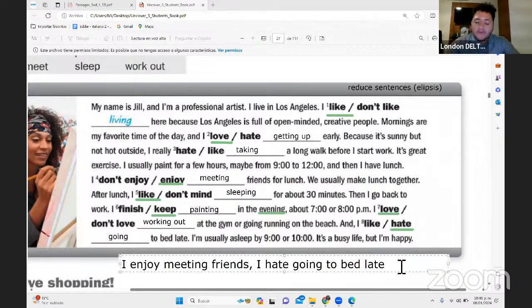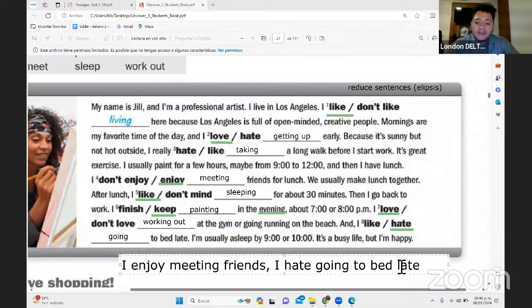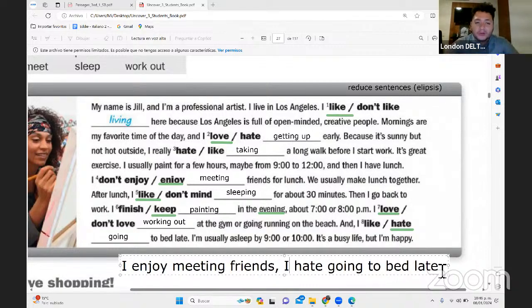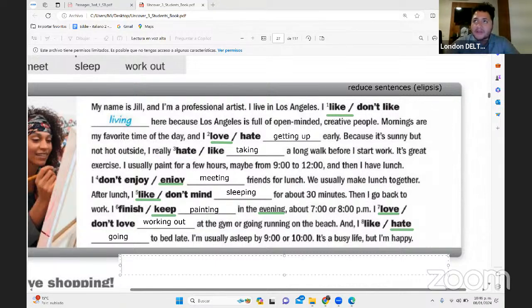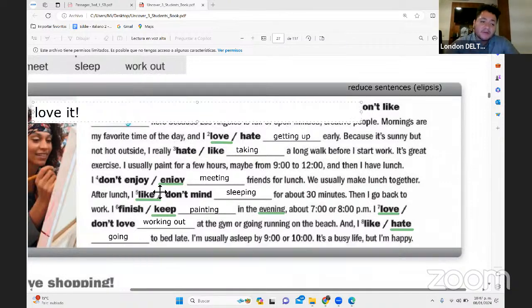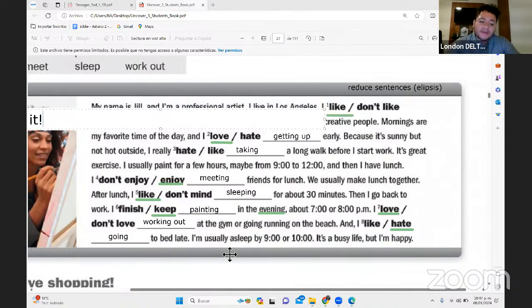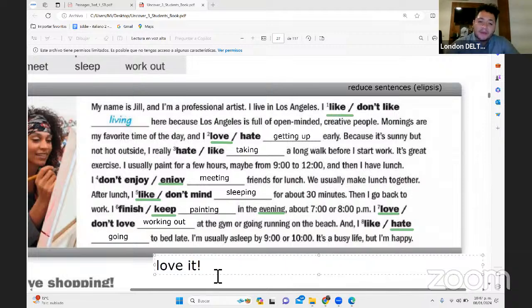Something that is very informal, algo que es muy informal en inglés, es omitir del todo el sujeto. For example, si quieres decir que amas, te encanta algo, no es necesario decir I love it. Puedes simplemente decir love it. Love it. Entonces, esto es algo muy normal en inglés informal, o no tan informal, sino cuando es inglés más conversado, o no sé, en texting, WhatsApp o lo que sea.